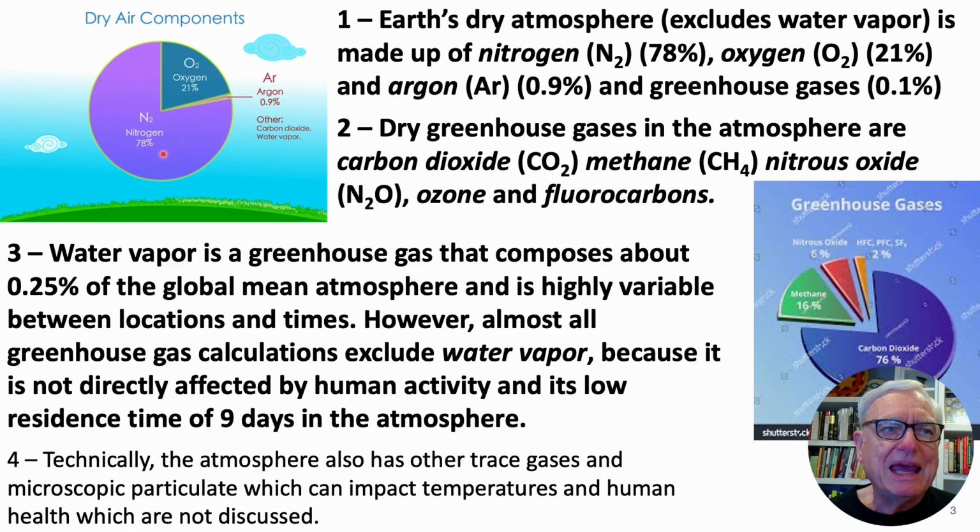Now, on the next slide, we'll show the composition of Earth's atmosphere. So 78% of it is nitrogen, 21% is oxygen, 0.9% is argon, and only 1/10 of a percent is really greenhouse gases. So it's a very small amount. If you look over at this chart, you can see the composition of the greenhouse gases. 76% is carbon dioxide, 16% is methane, 6% is nitrous oxide, and the rest make up 2%. So let's move forward here.